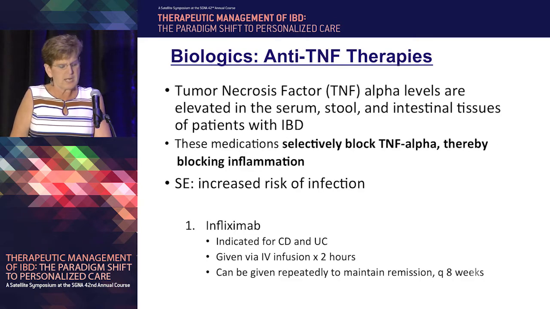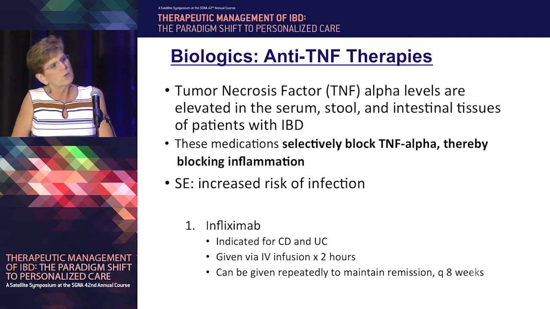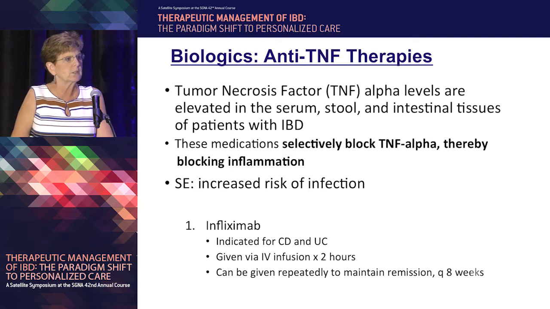And then there are the biologics. Tumor necrosis factor is inside of us, and the levels are elevated in the serum, stool, and intestinal tissues of patients with inflammatory bowel disease. And basically biologics are anti-TNFs, which means they block that activity and therefore block inflammation. The one that we know about, infliximab, Remicade, came out in 1998. It's the one we've known the longest and the one we've got the most experience with.